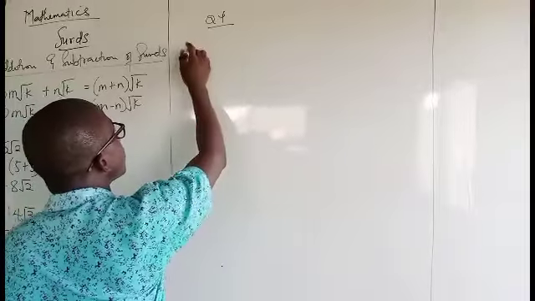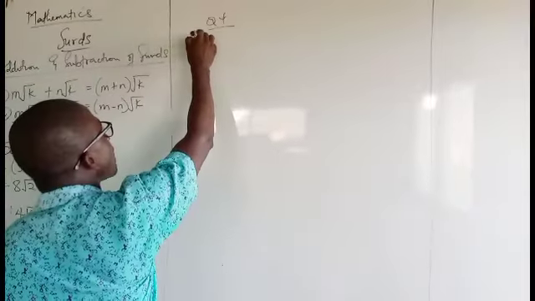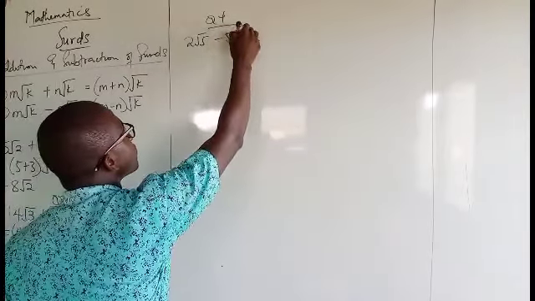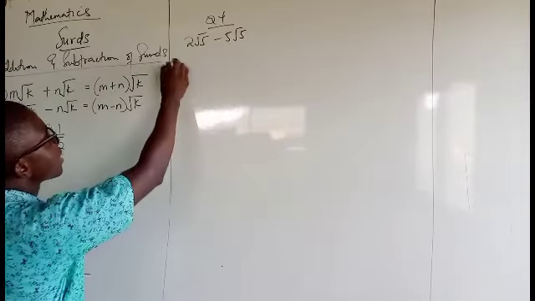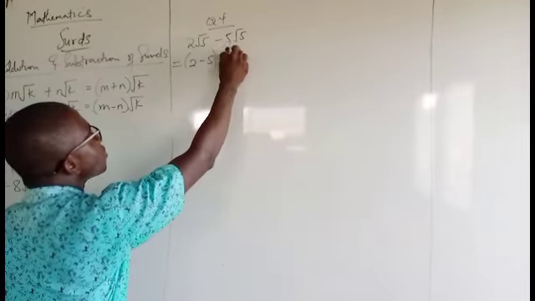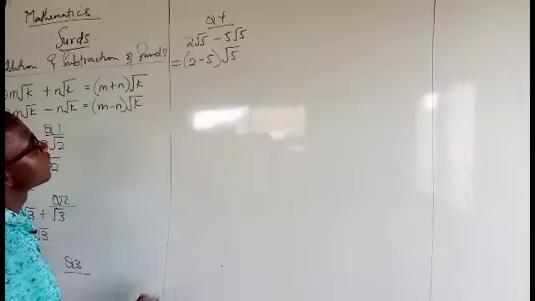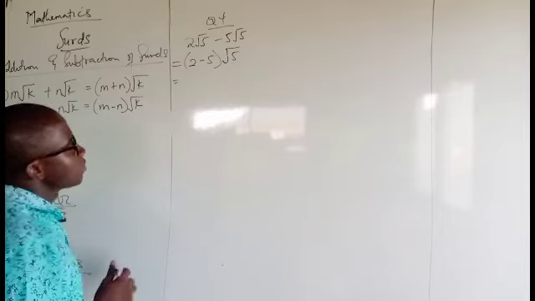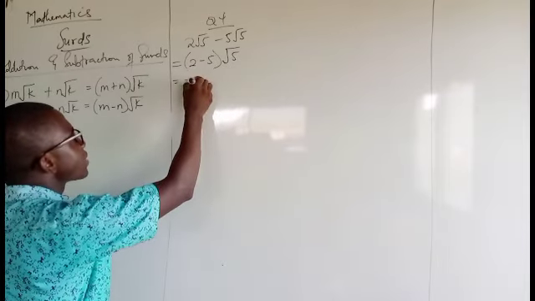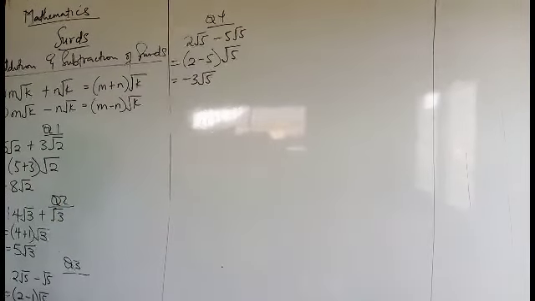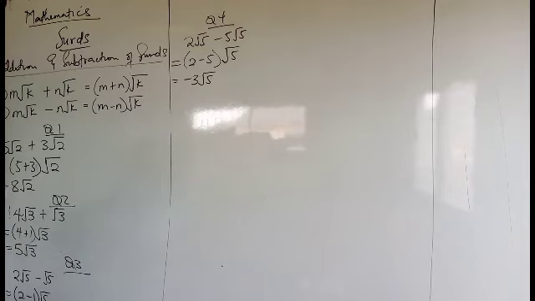Okay, let's keep on trying more examples. Question 4, we have 2 root 5 minus 5 root 5. Let's try. So we'll have 2 minus 5 square root 5. Okay, so let's see. This will be negative 3 root 5. I hope you are getting the examples.